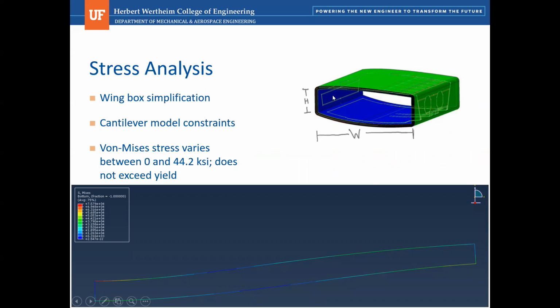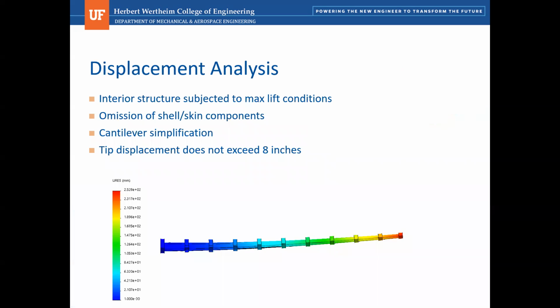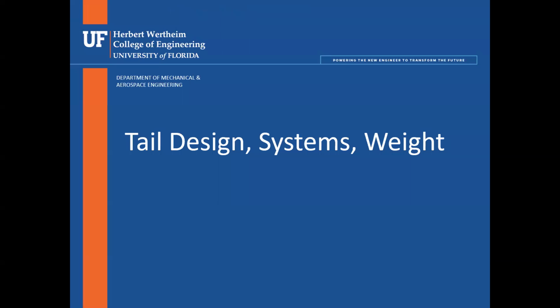All right, now we can observe some of our simulations with respect to structural integrity, constructing a wing box simplification in Abaqus and running a simplified cantilever beam analysis, applying max load conditions to a single wing. We observe Mises stress values generally ranging between 0 and around 44.2 ksi, not exceeding yield conditions. Applying similar constraints and loading conditions to the interior structural components, omitting the skin, stringers, etc., for one wing and running a tip displacement analysis in SolidWorks, we additionally see that tip deflection is not expected to exceed 8 inches, which is fairly standard for aircraft in this niche.